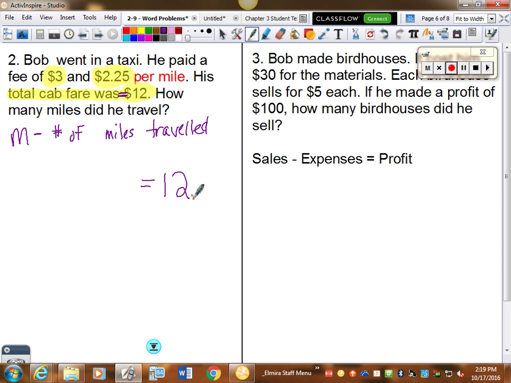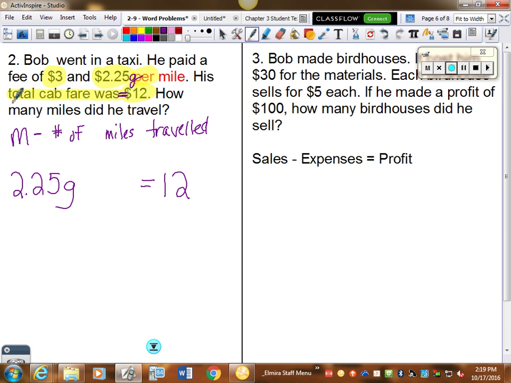Okay, next I want to find the word per, each, or every. And I see it right here next to the 2.25. So put the G next to the 2.25. 2.25G.